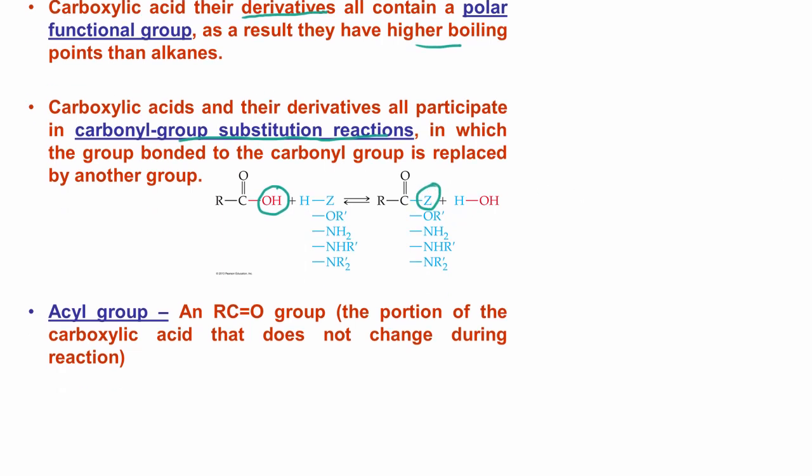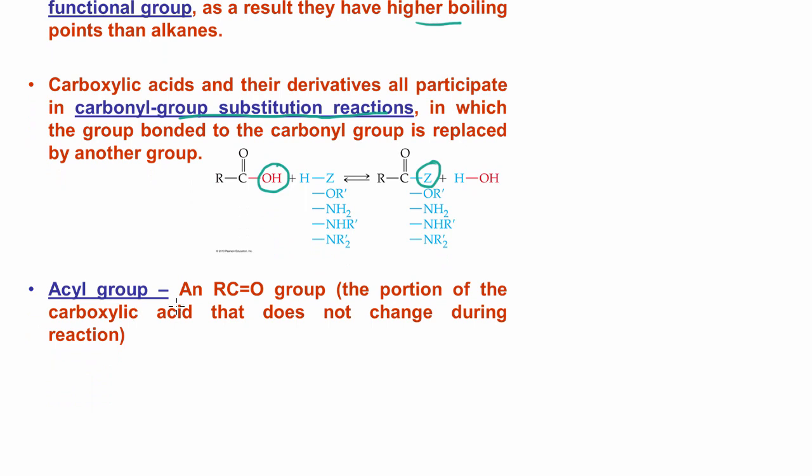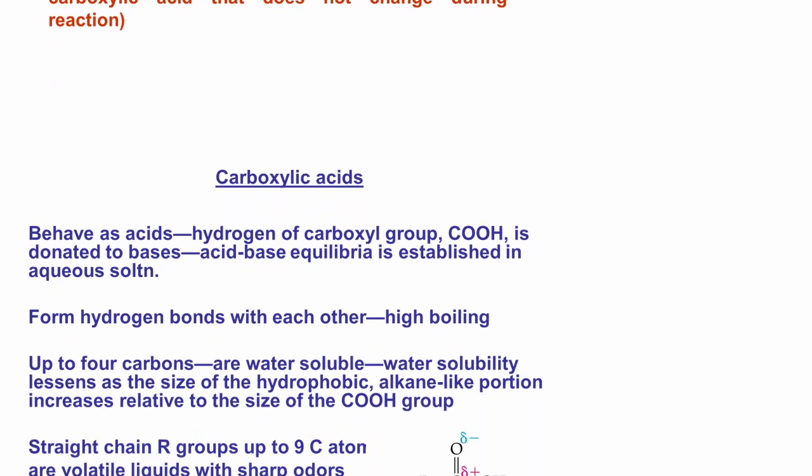And one more thing you need to know, an acyl group is this group here. So that would be, for example, let's do a compound here. So here we have our carboxylic acid. Okay, so our acyl group is this group here. Okay, so that's the part that does not change during a chemical reaction. So we'll talk more about that in a minute.